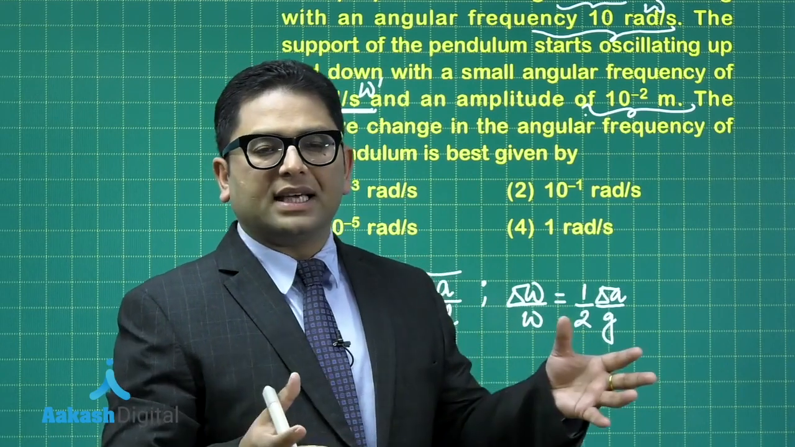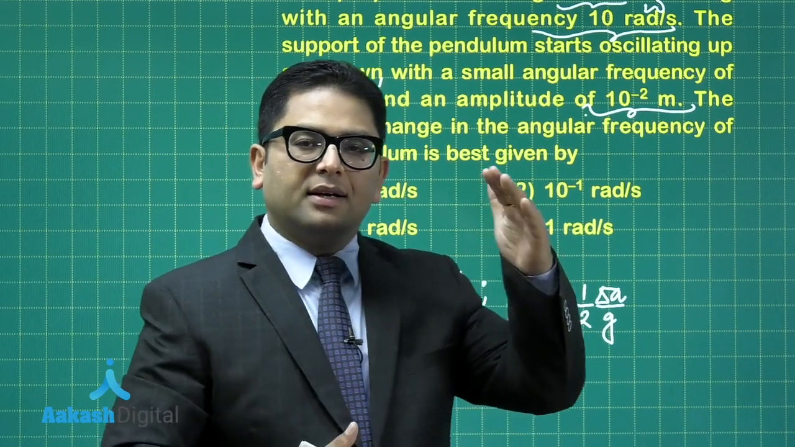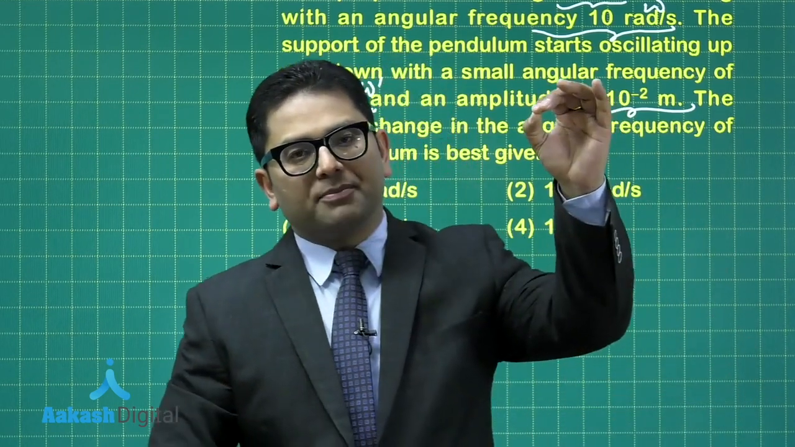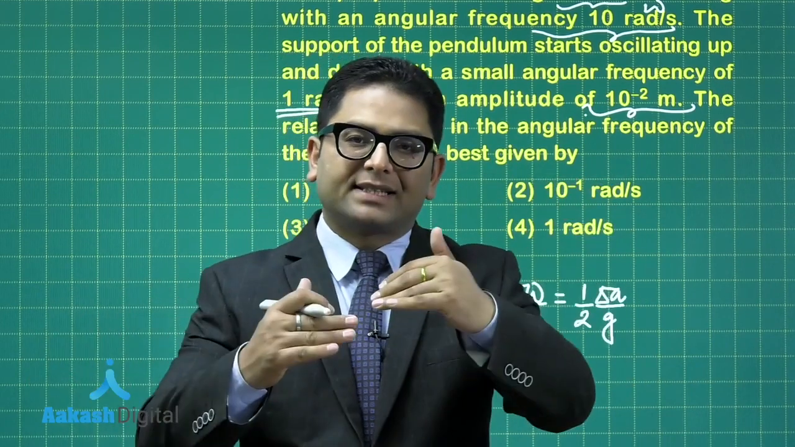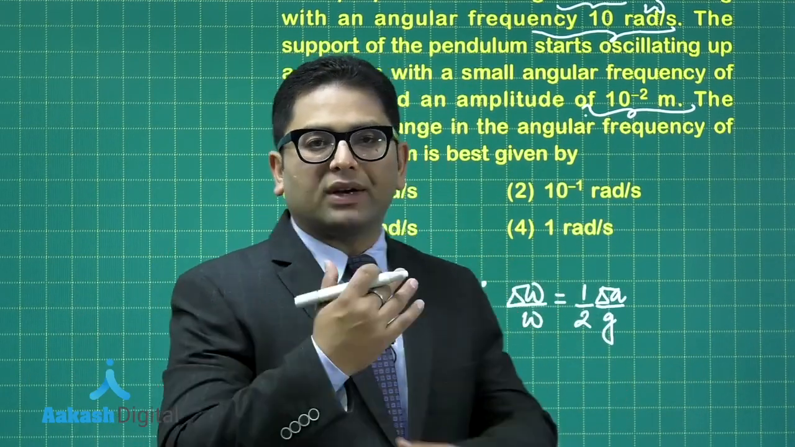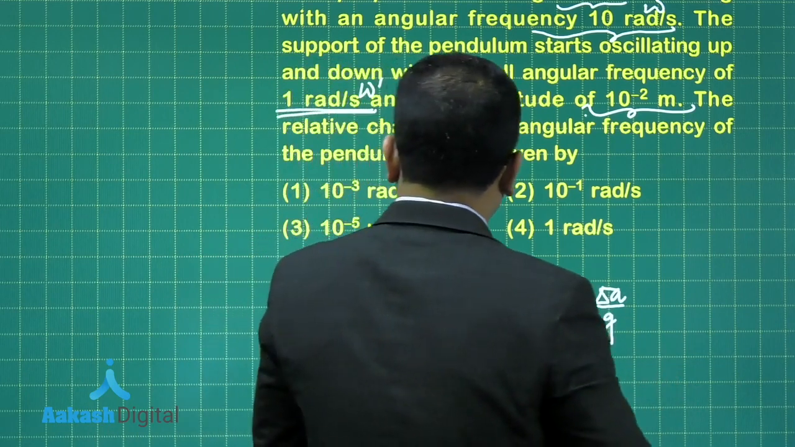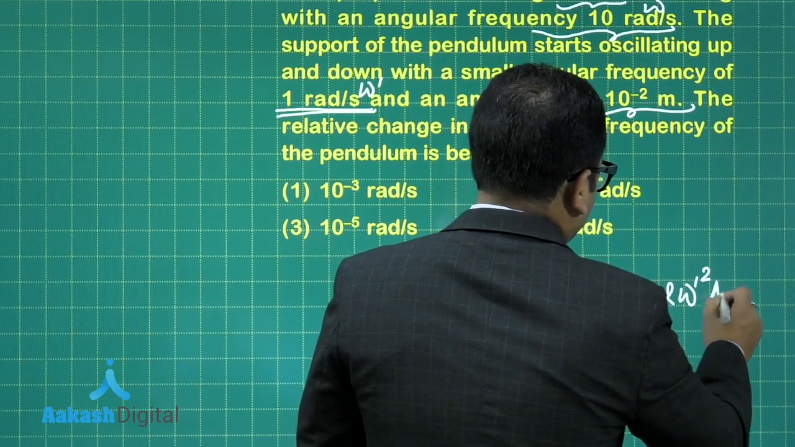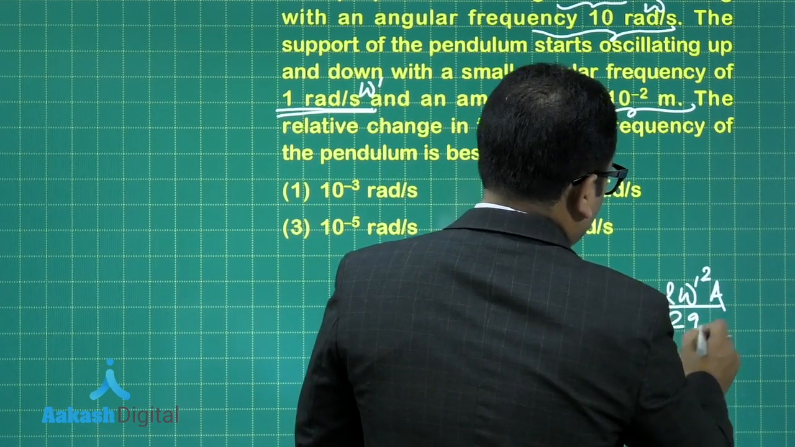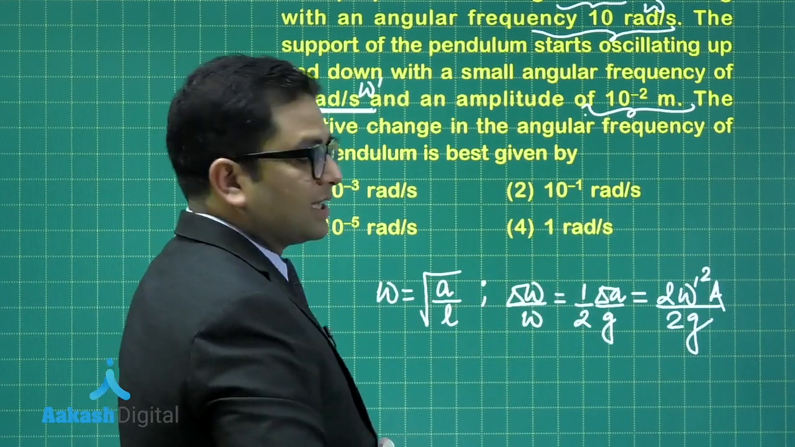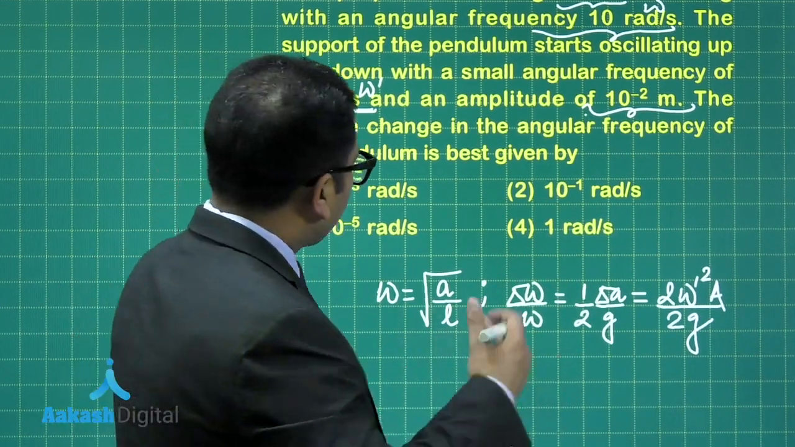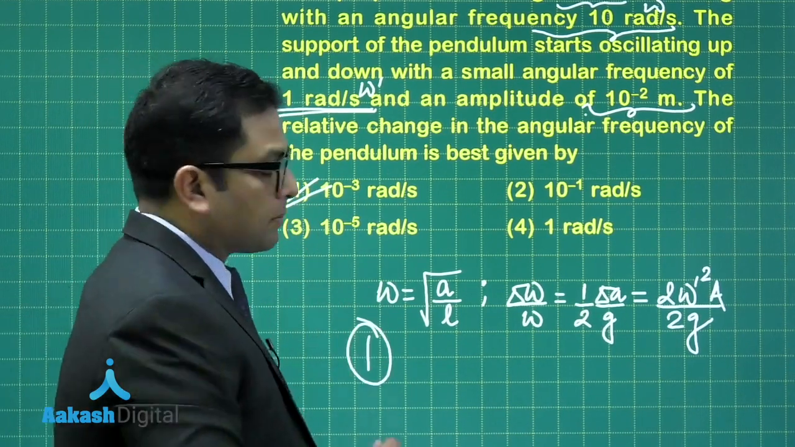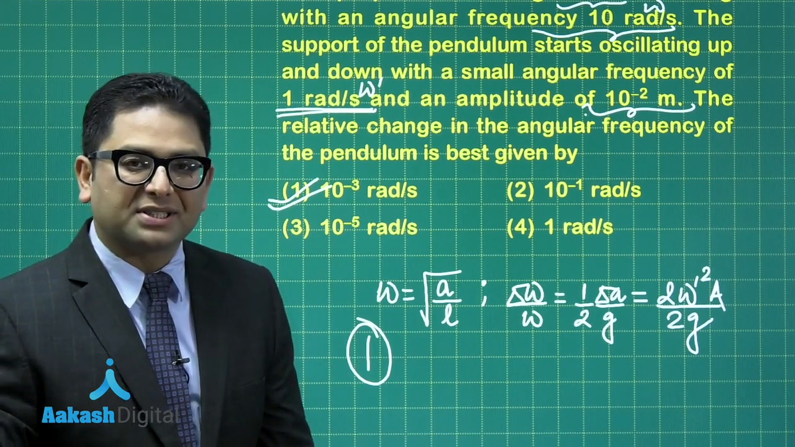Well, if you see the change in acceleration during the period of oscillation, what really happens is at the two extremes there would be two opposite accelerations but of large magnitude. So you can visualize that as the change part, and yes, now that will come out to be 2 omega dash square multiplied by A divided by 2 into G. So this will give us the relative change in angular frequency, and when you calculate it, it comes 10 raised to the power minus 3 radian per second. Therefore, option number 1 is the correct one for this question.